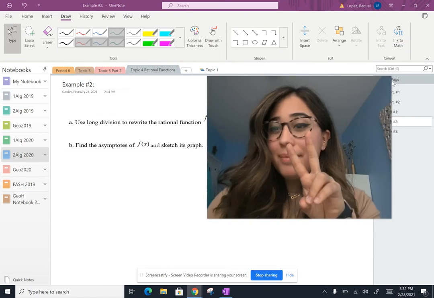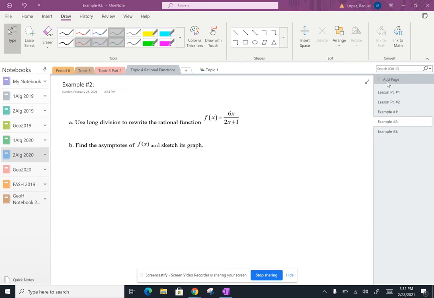Example 2 time. Okay, so the first thing we need to do in example 2 is do part A, which is asking us to use long division to rewrite the rational function. So we're going to put 6x in our little house there. I like to call it a house. And we're going to put 2x plus 1, our divisor, on the outside.